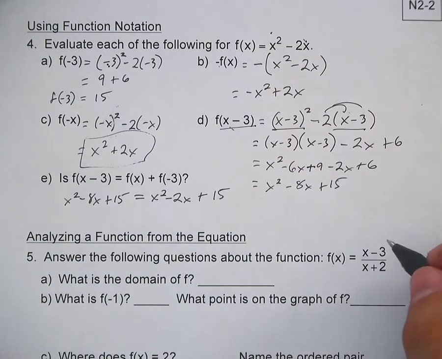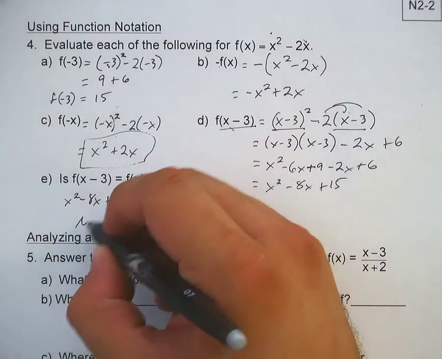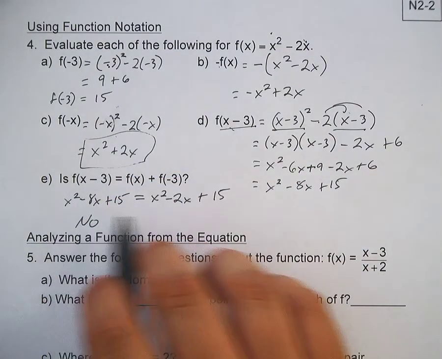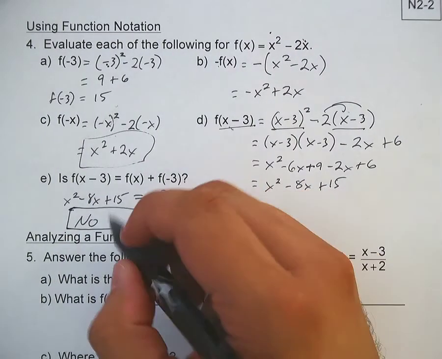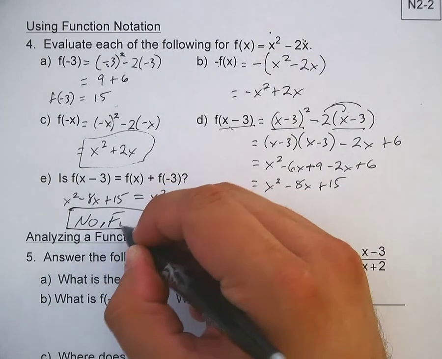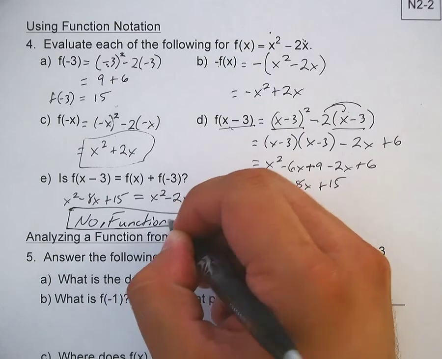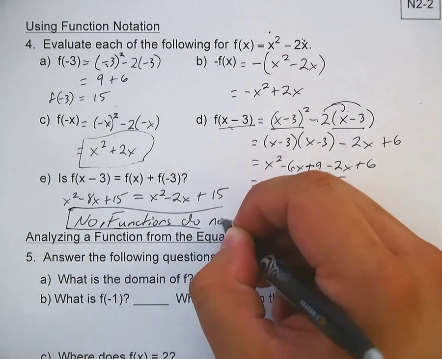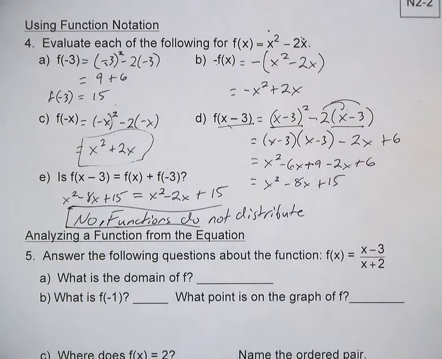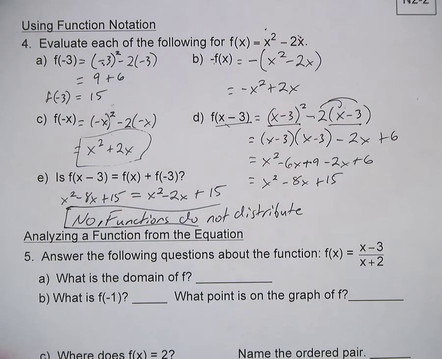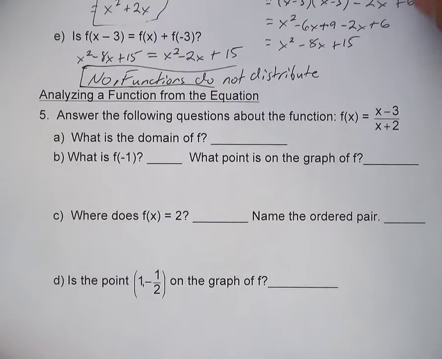Are those the same? No! You got a negative 8x and a negative 2x. No! Here's what you write. Functions do not distribute. Bam! Functions do not distribute. Okay? Never, ever, ever.